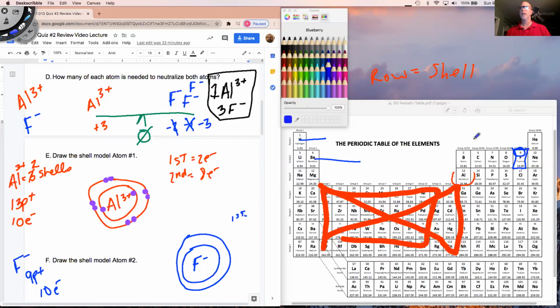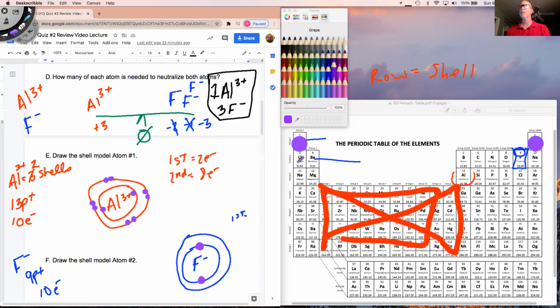Remember, the first shell can hold how many electrons? It can hold 2 electrons. 1, 2. All right, there's my 2 electrons. So my first shell can hold 2 electrons, right? There are my 2 electrons.